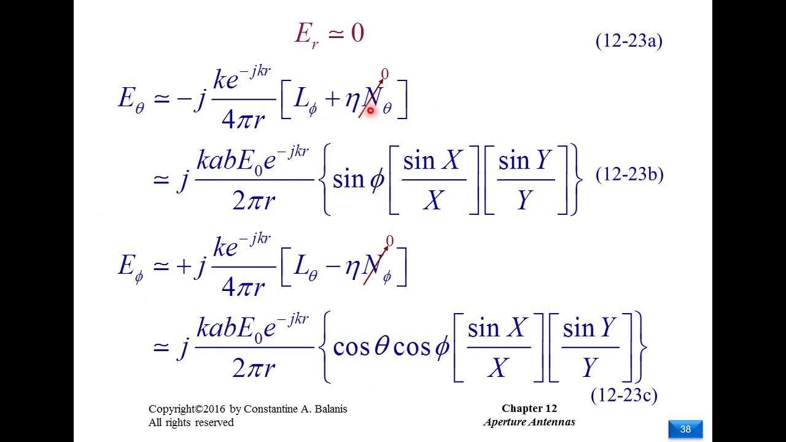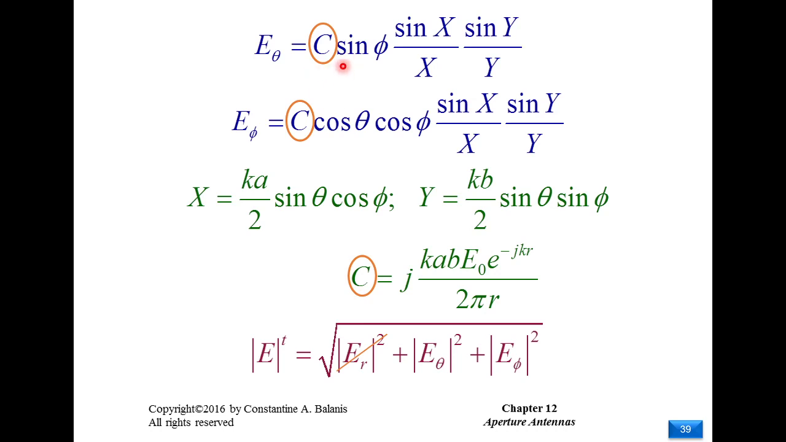Of course, we don't have N. N is coming from electric current. We have no electric current, so it's 0. So E theta is related to L phi. E phi is related to L theta, and now we have the full expression for the radiated electric field from this uniform rectangular aperture.